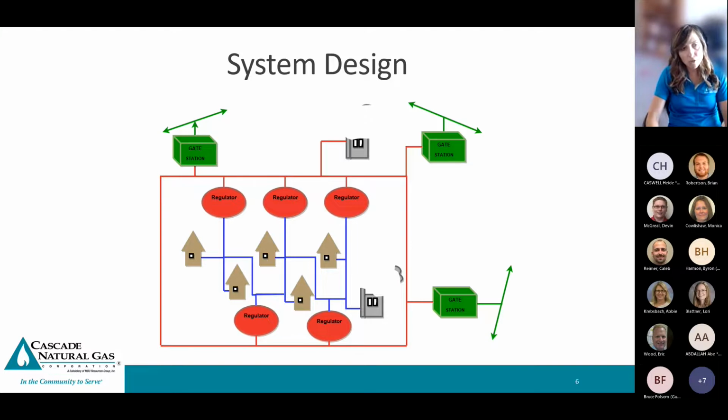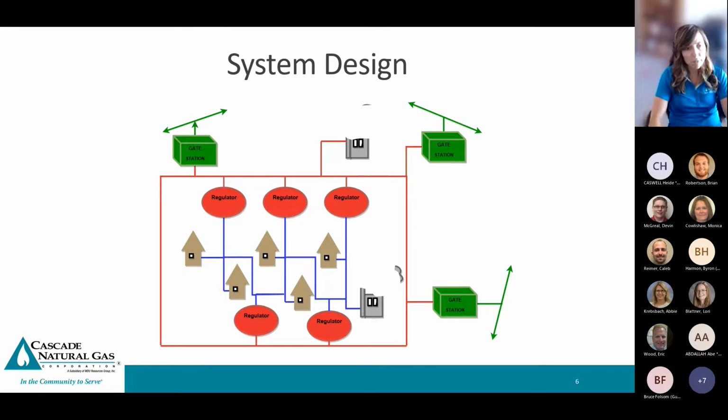Each system and lateral is unique, but on high pressure lines, they typically do two functions. They can serve our large volume customers directly. That would be things like customers with elevated delivery pressures, like cogens, oil refineries, large customers that need higher pressure for the processes. And we also use our high pressure to cut pressure for our distribution system. And those facilities are called regulator stations.